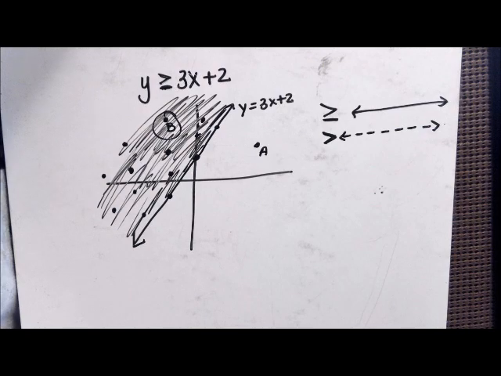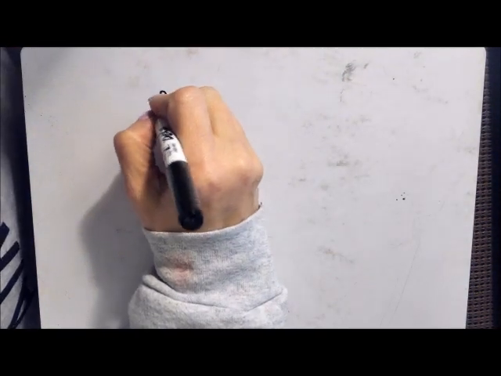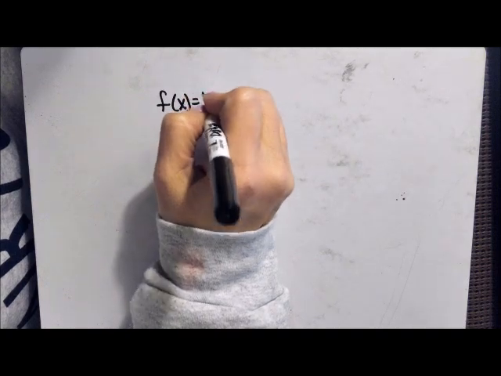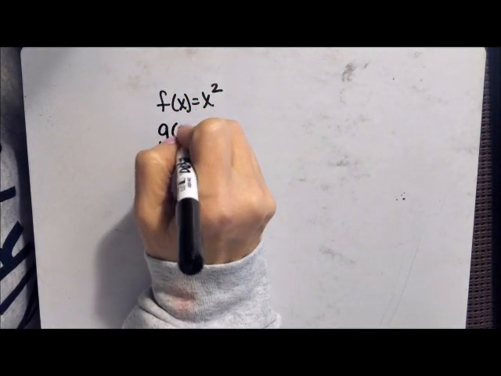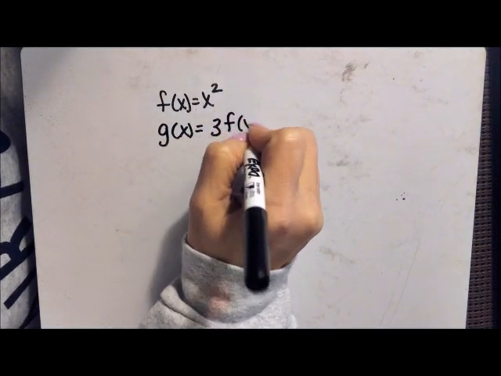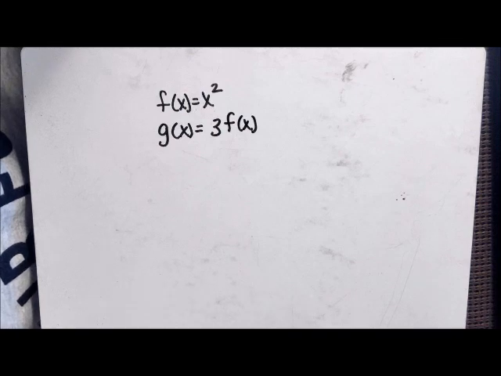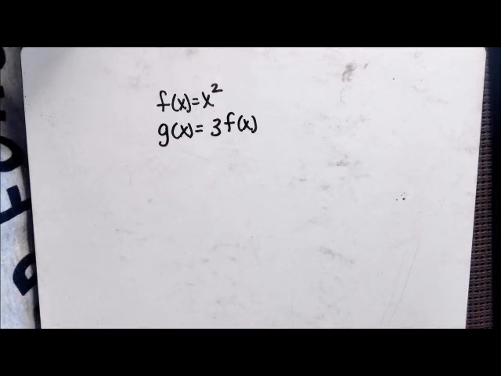All right, the next one is, sorry, my phone just died, transformations. Okay, so we have f of x equals x squared, and I want to know if g of x is 3f of x. Okay, what is the transformation? Okay, I'm going to pull out Desmos for this because I want to show you on Desmos.